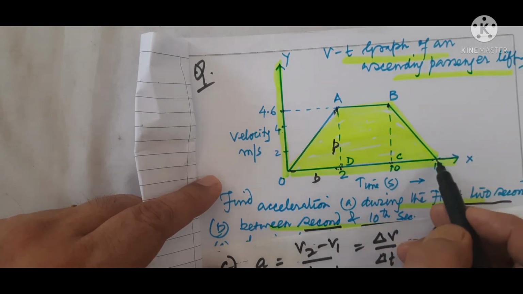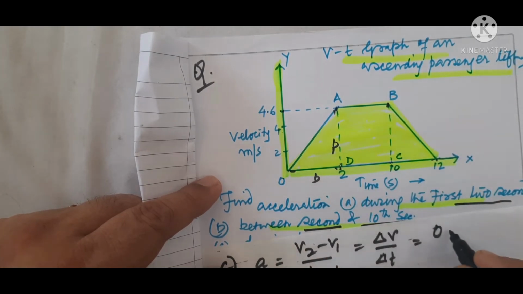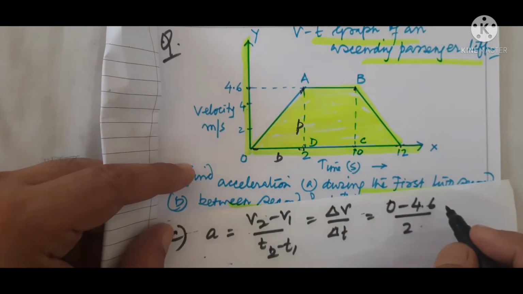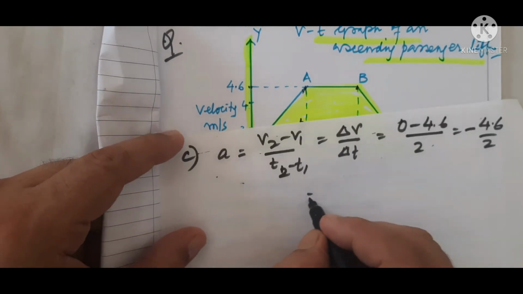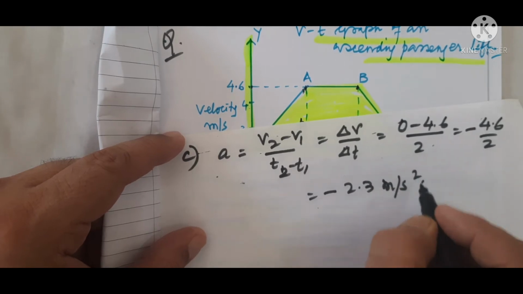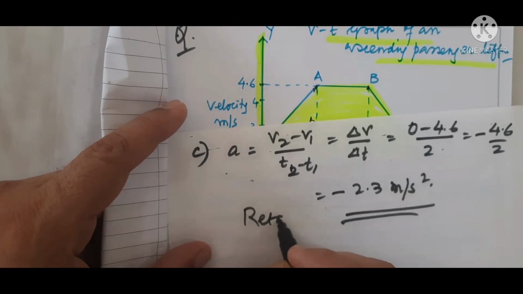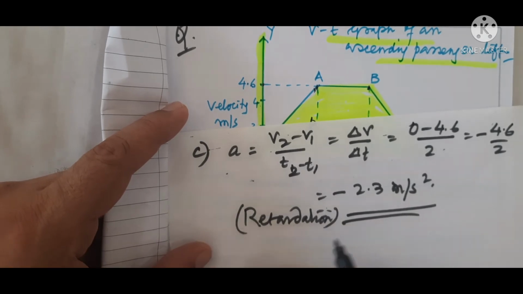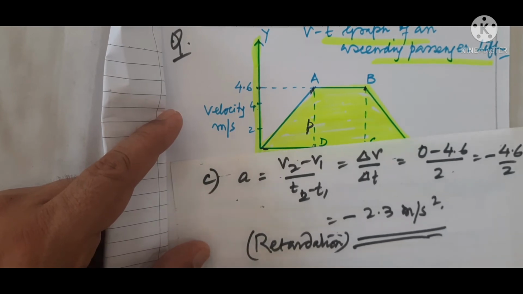So 0, on the velocity axis we see 0, and here the velocity is 4.6. So 0 minus 4.6 by 2 seconds, that is your minus 4.6 by 2, that is your minus 2.3 meter per second square. That is your acceleration. Negative indicates retardation, or negative acceleration. The object is slowing down and ultimately comes to rest. Right? That is the C part.